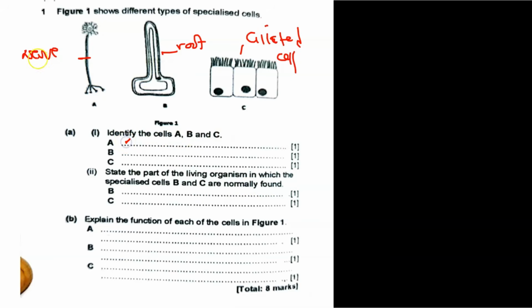So, like I've done already, nerve cell, so we can just write here, nerve cell. Then here, B, root hair cell. Then for this one, C, ciliated cell. Okay, so 3 marks for that. State the part of the living organism in which the specialized cells B and C are normally found.